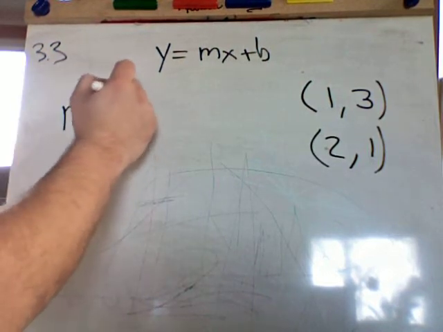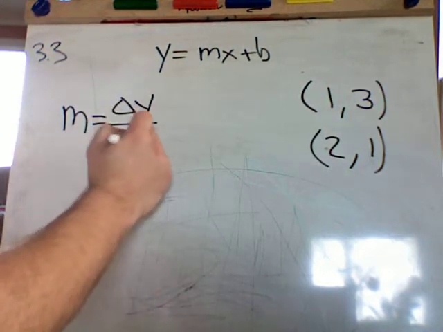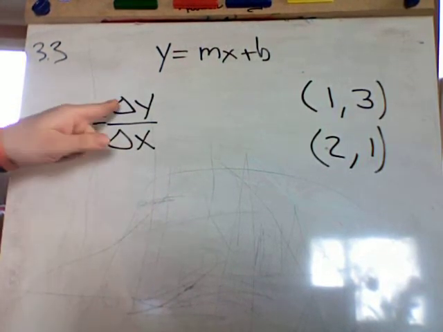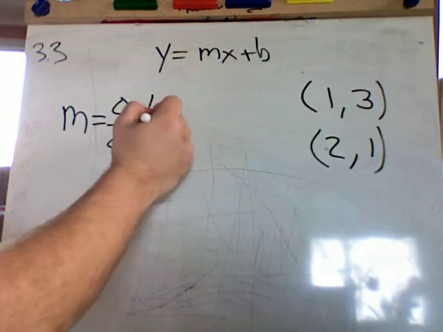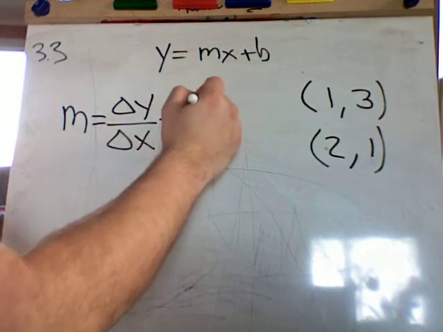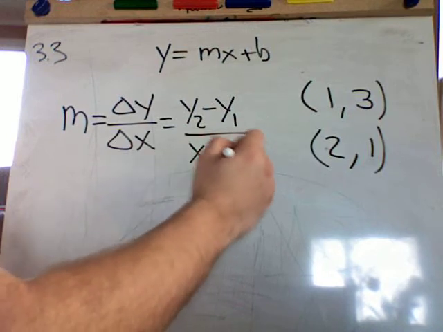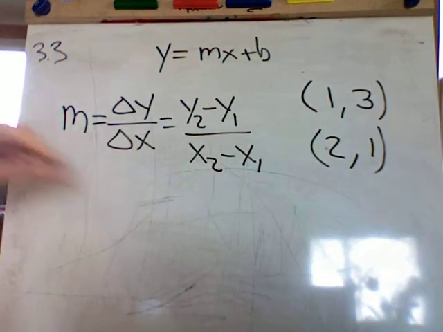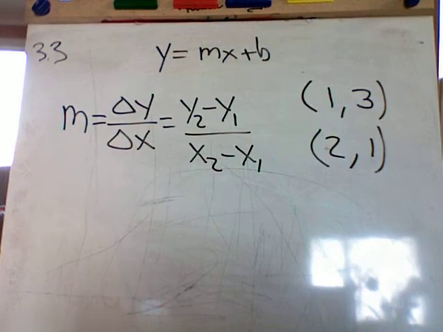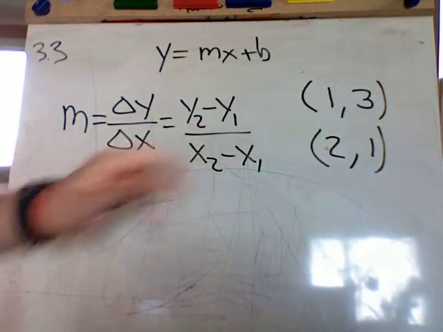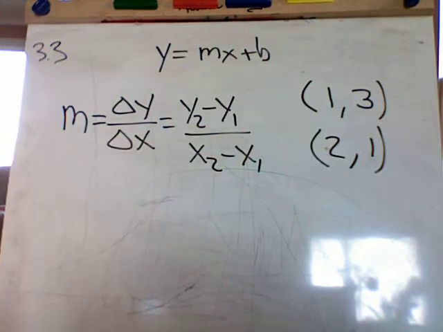The slope is called the change in y over the change in x. Sometimes it's called delta y over delta x. This is the change in y over the change in x, and this is written as y2 minus y1 over x2 minus x1. Okay? Might look complicated, but don't let it bother you too much. Okay? These little subscripts are saying of a given data point.